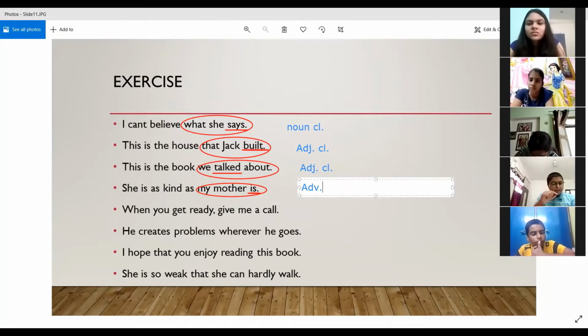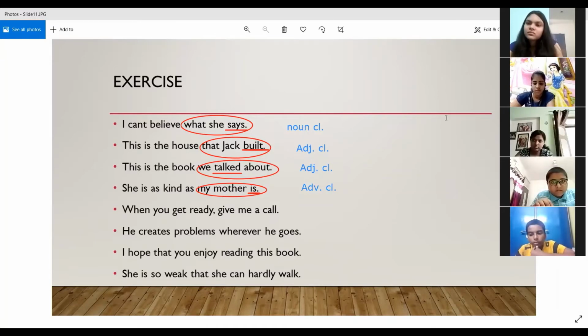Place, condition, comparison, reason, and result are present in adverb clauses, and also time. So you have learned the whole definition, Akash. Yes, sir. It will help me.